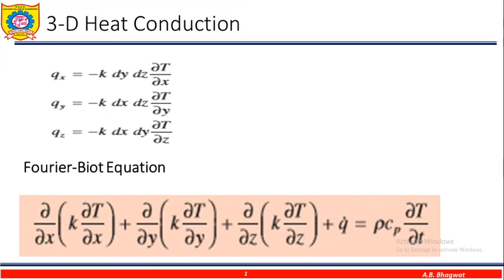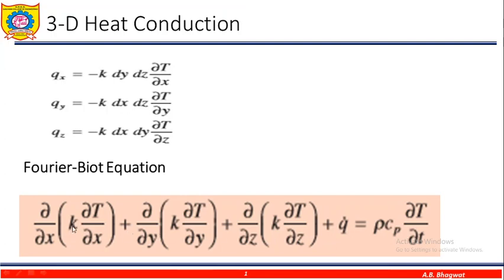So this is del by del x into k del T by del x plus del by del y into k into del T by del y plus del by del z into k del T by del z plus q dot. This is the heat generation rate per unit volume now, because we have divided the equation by dx, dy, dz. So rho Cp del T by del tau. So this is a generalized form of heat conduction.